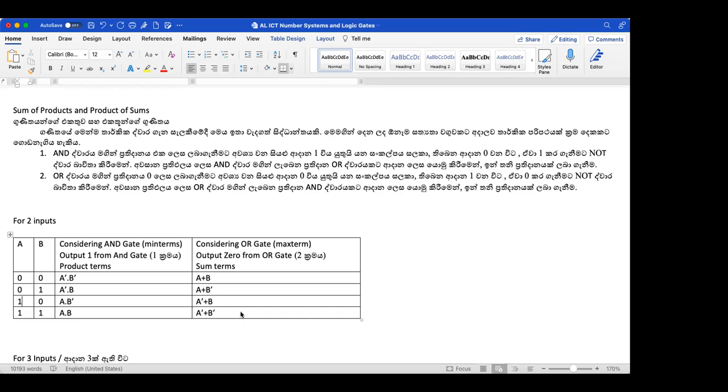Because our aim is to get 0 from the OR gate. In the third one, A is 1, so you need to convert it to 0. So A not or B is 0. The last one, both A and B are 1, so you need to convert both to 0. So you obtain A not, B not, and then you can produce 0. So max terms focus on getting 0 using an OR gate. Min terms focus on getting 1 from an AND gate.